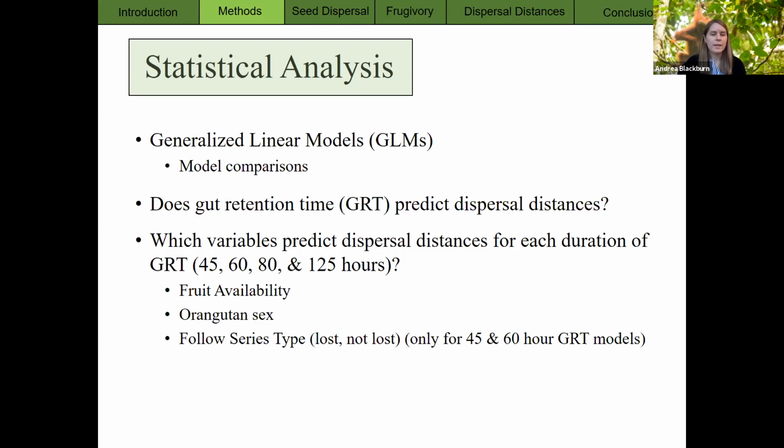We also considered orangutans' habituation status. Out of the 121 follow series we analyzed, only 6 were considered unhabituated follow series. So we do not think unhabituated orangutans were more likely to be lost or that they affected these results.